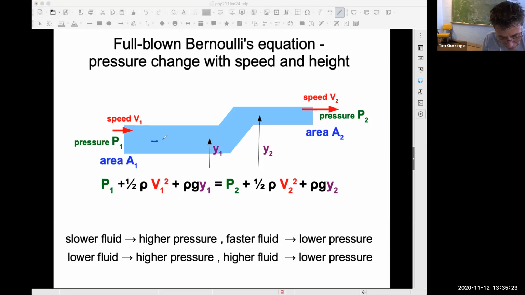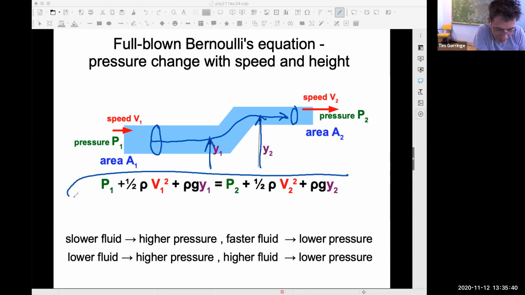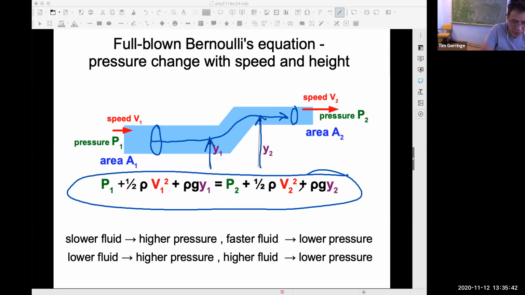So the fluid is flowing from left to right down this pipe here. Not only does the diameter change, but also the height to the center of the pipe changes. In that case, this is the equation that describes the change in pressure. So the pressure can change not only because of the change in speed of the fluid down the pipe, but the pressure can also change because of the change in height of the pipe.